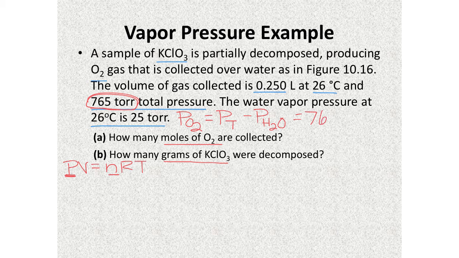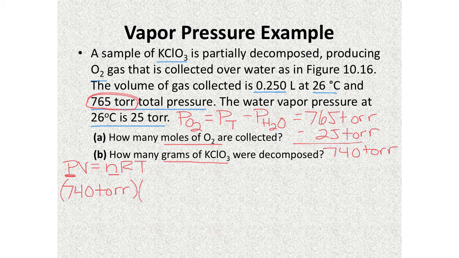So that would be the total pressure minus the water vapor pressure. So we would do the 765 minus 25, and that would give us 740 torr. So that just subtracts the pressure from the water vapor. So therefore the moles of the water are not counted, and it will be just the oxygen that is being counted. So now we're going to take that, put that into PV equals nRT.